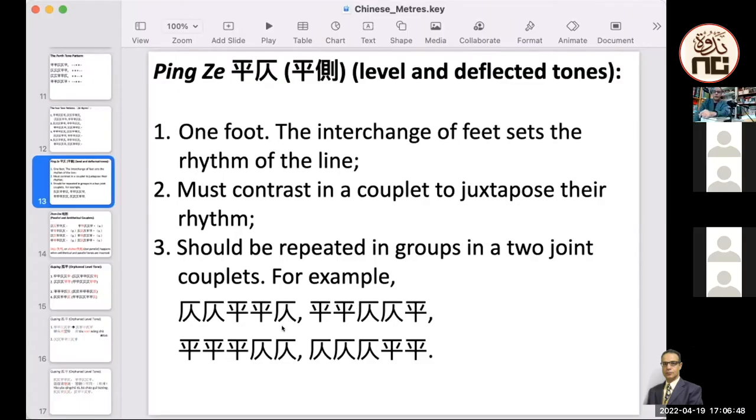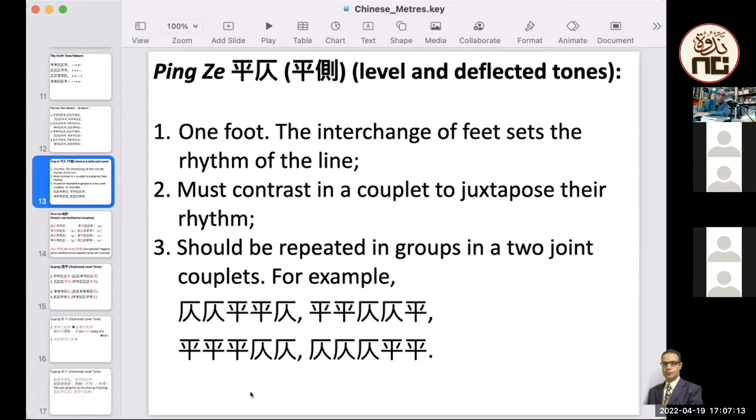But the second couplet is the same, but here we have to notice that the second line of the first couplet has to match, at least in the second syllable, the first line in the second couplet, meaning the second line in the whole poem and the third line in the whole poem.